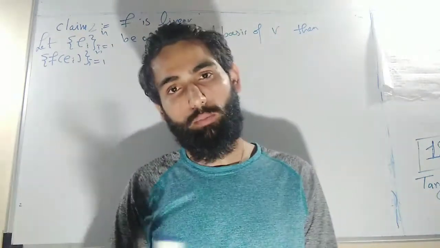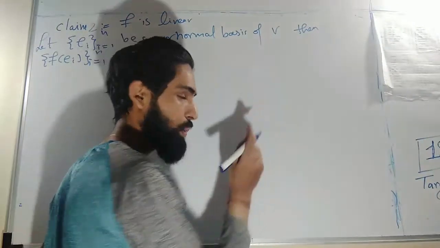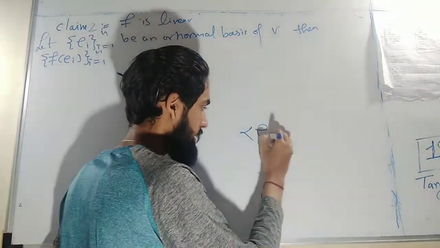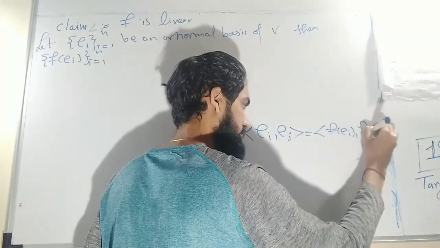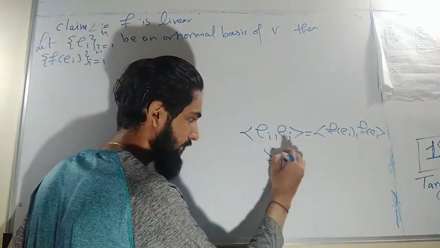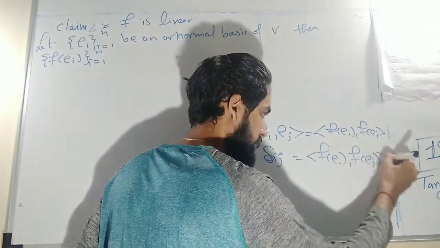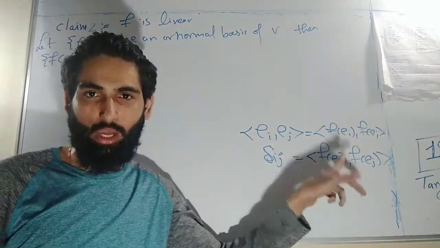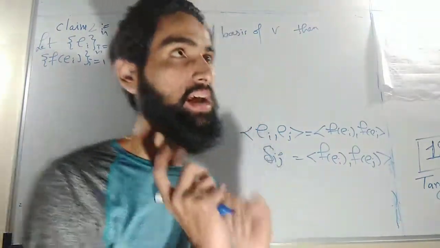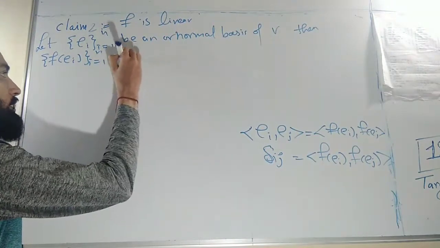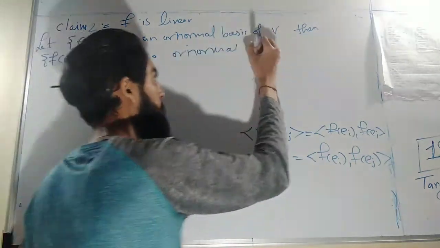Will it be orthonormal? Will it be a basis also? Your answer can be seen from this. We know it preserves inner product. So my ei ej inner product is same as f of ei with f of ej, and this is same as delta ij, correct? That means this set of all f of ei is orthonormal, and every orthonormal set is linearly independent. Hence this is also an orthonormal basis of V.